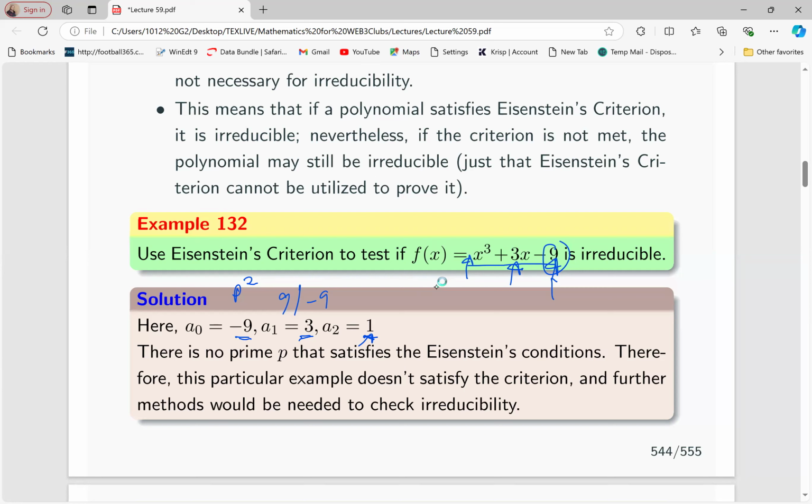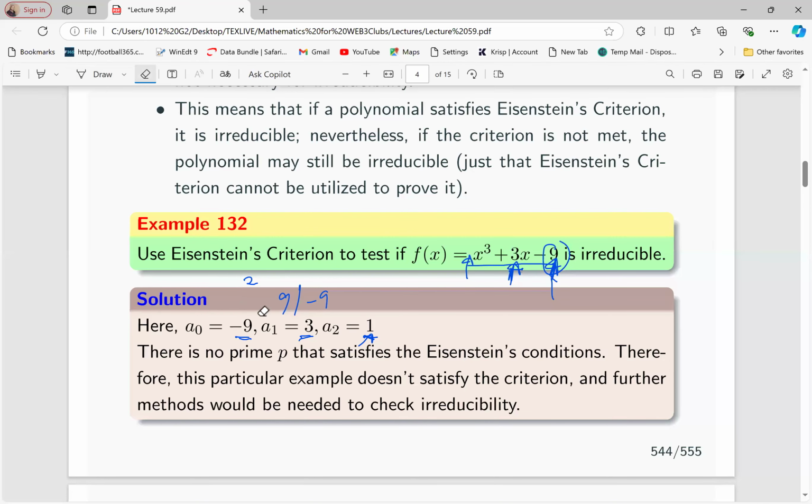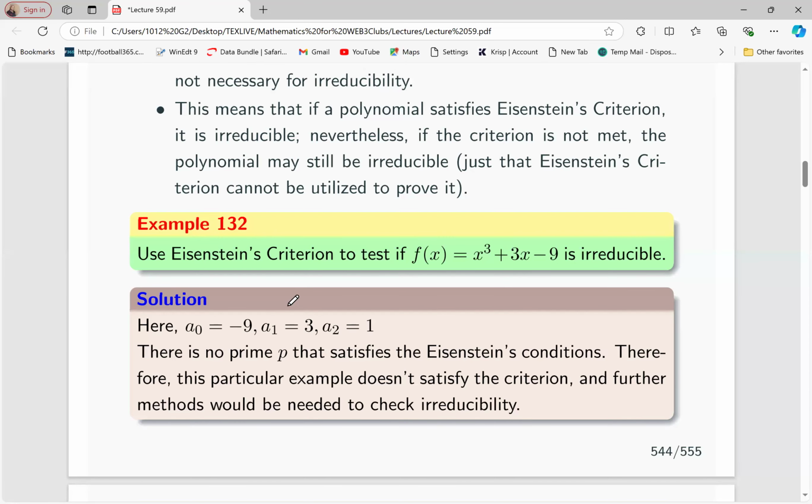Now, what other prime number? 2. 2 cannot divide 9, cannot divide 3, so 2 is not the prime number you're looking for. We then think of 5. 5 cannot divide these numbers. 7 cannot divide these numbers. And those are the only prime numbers less than 9 that we were to consider. So there's no other prime number we're supposed to consider here. So it means the prime number that meets the conditions we set is not there. And so we can say that this polynomial is reducible. It's not irreducible, it's reducible.